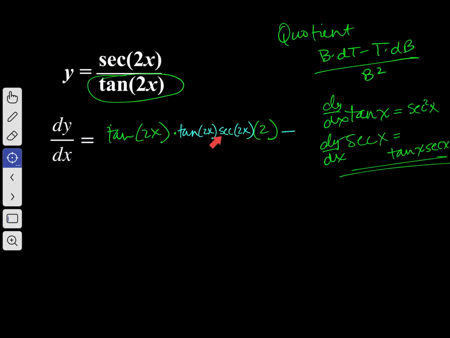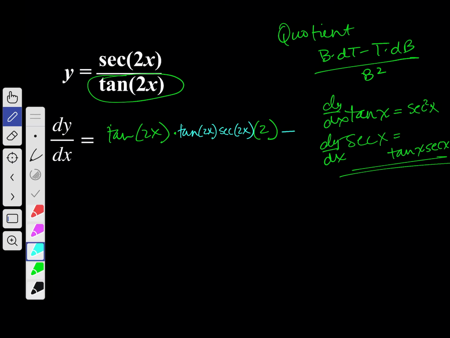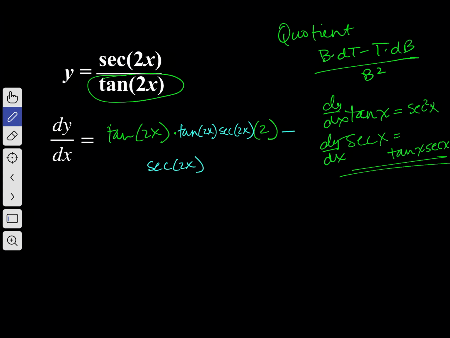Bottom times derivative of the top times the chain, minus the top, and I'm going to have to move over here, times derivative of the bottom. Derivative of tangent is secant squared 2x times the chain. All divided by, okay, that's on my numerator in 2 rows, the bottom squared.